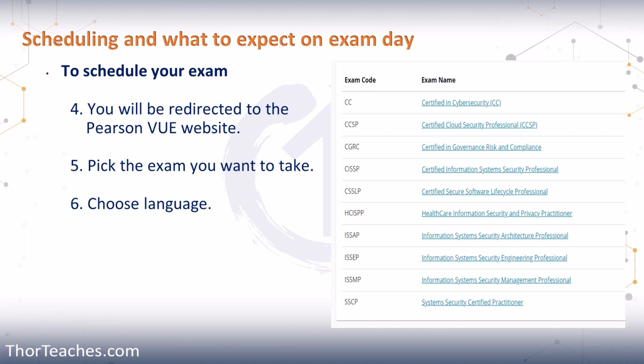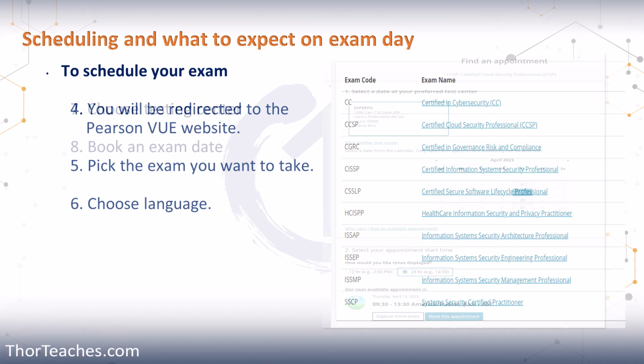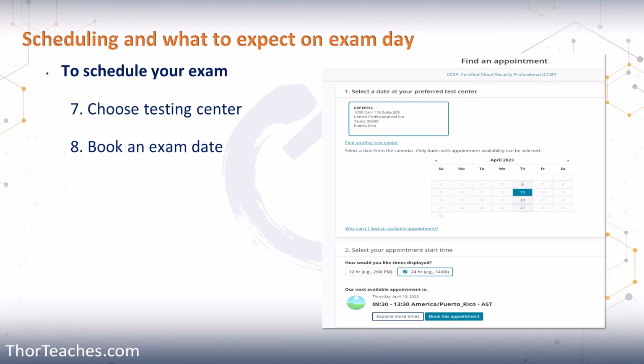schedule your exam. You pick the exam that you want to take, then you choose the language. Remember, you have 6 different languages you can take the exams in: Simplified Chinese, English, German, Japanese, Korean, and Modern Spanish. Then you look for a testing center in your area. You can choose up to 3 options.